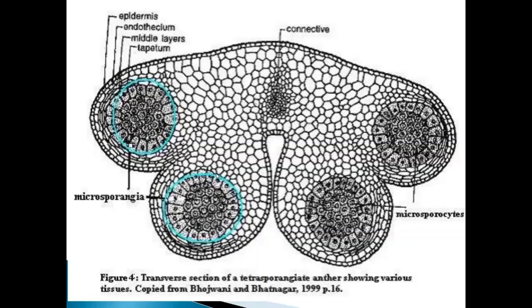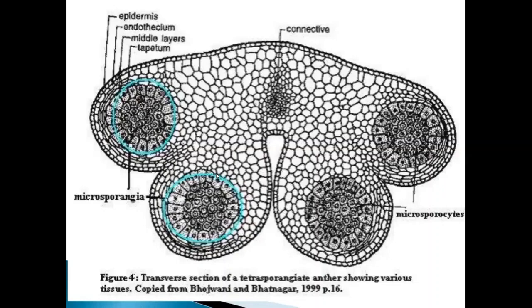So it completely helps in the dehiscence of the anther. That means the releasing of the pollen grains. So at the maturity condition, it helps in the dehiscence purpose.